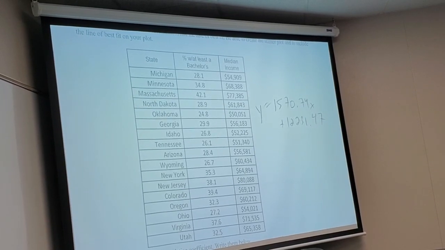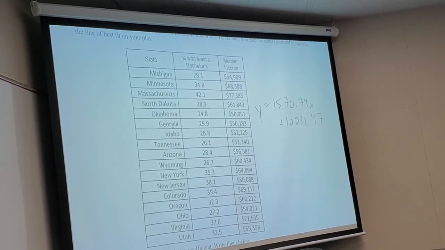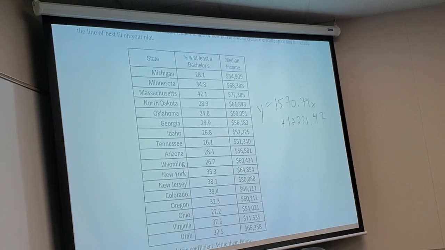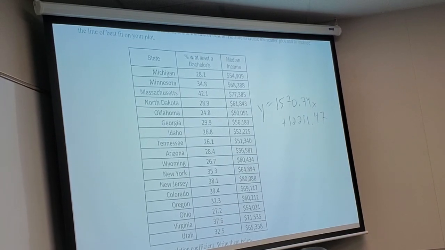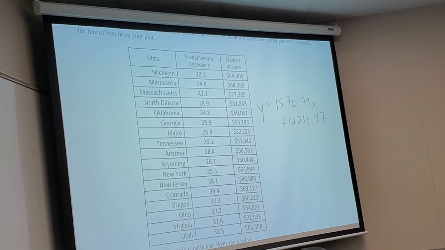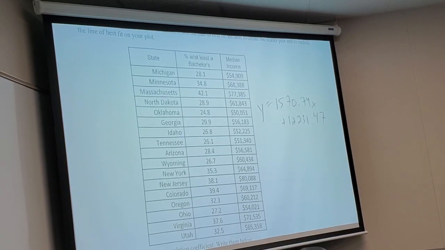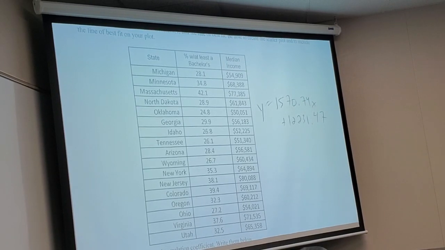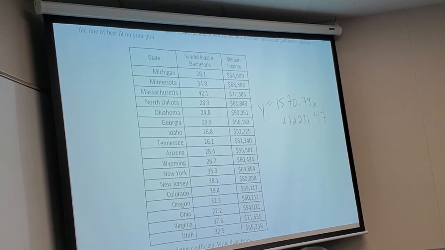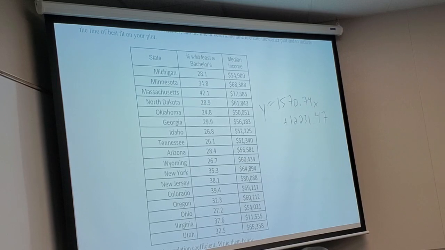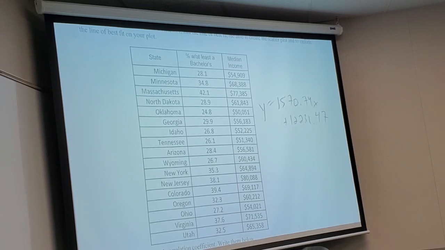We found a correlation that works for percentage of bachelor's degrees from 24.8 up to, looks to be, 42.1, right? Are you guys with me? I cannot use numbers outside of that range to make predictions because our line only works for data from that to that.